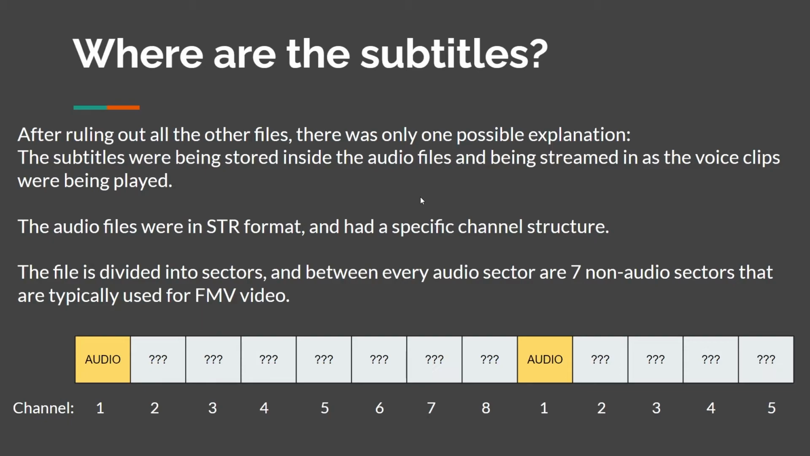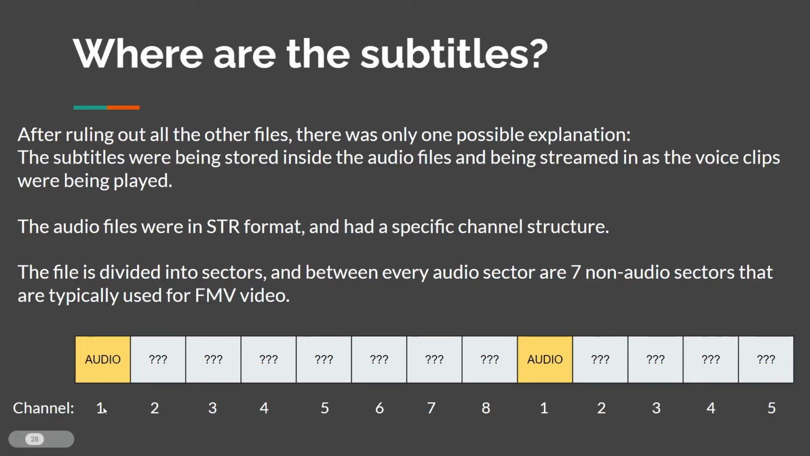Because they were being stored in the audio files, these subtitle images are actually being streamed in while the associated voice clip was playing. You see, the audio files are stored in an STR format that has this very specific structure. The file is divided into sectors, and between every audio sector are 7 non-audio sectors that the game usually uses for FMV video. But here it was doing something quite a bit different. The game can use these sectors for anything it wants.